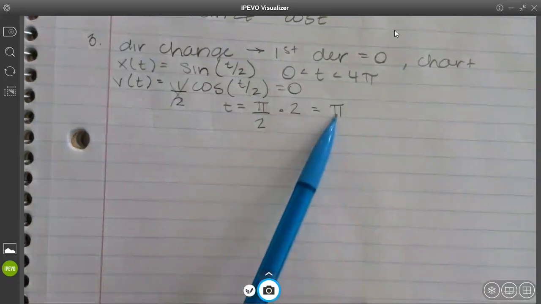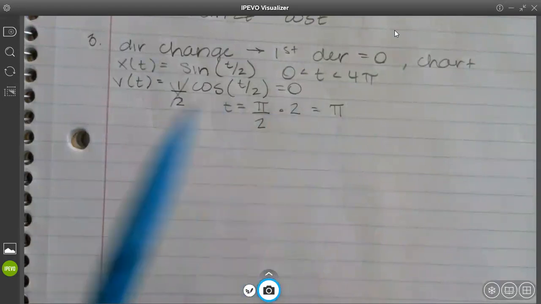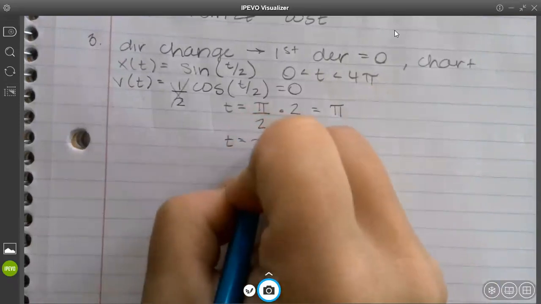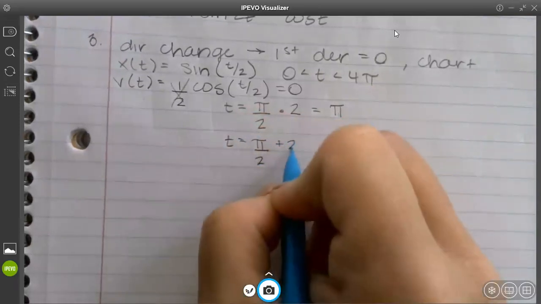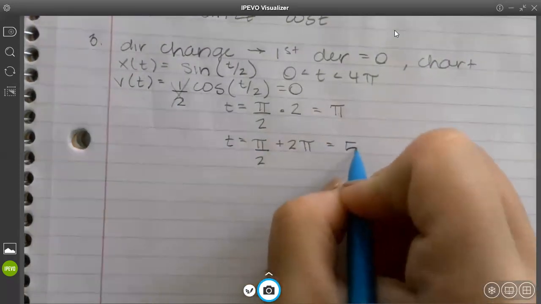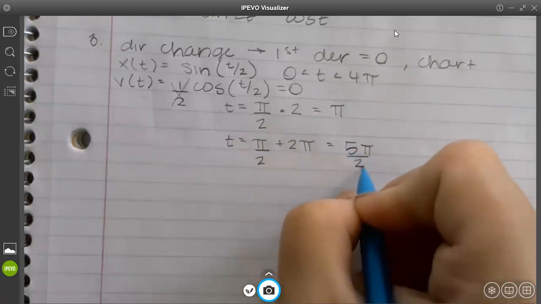But this is from 0 to 2 pi. Where am I going? So I have a whole another revolution that I have to look at. How do I add those? What's 1/2 plus 2? What's your fraction? 5/2. But I'm doing half angle formulas.